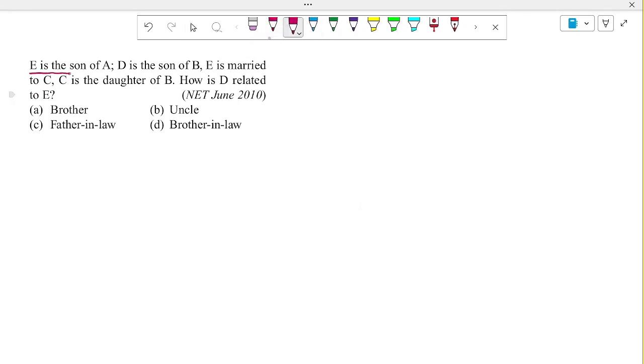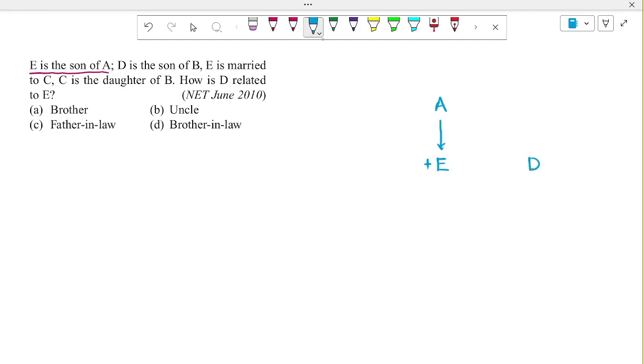Just read the first statement and try to draw the diagram. E is the son of A. It means you will draw E here. E is the son. So E will be what? Plus, and then we'll have A here. Then D is the son of B.